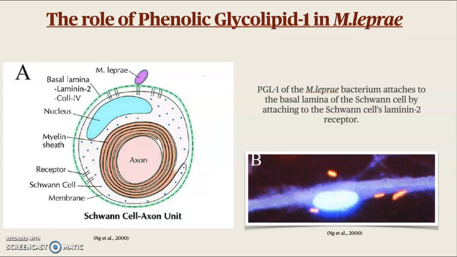laminin 2 receptor. And you can also see an image on the right, image B, depicting the same thing, where these bright red shapes are the M.leprae bacterium coming in contact with the Schwann cell.